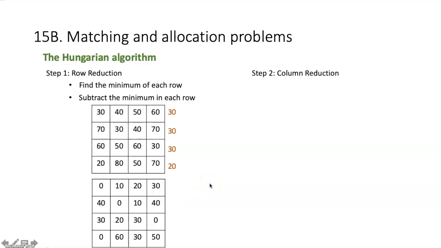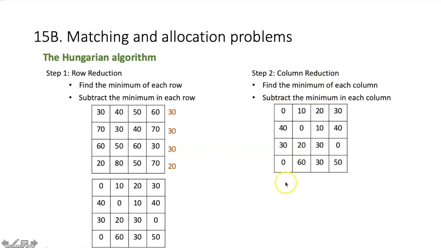Step 2, column reduction. We find the minimum of each column and then we subtract that minimum from that column. So column 1, 0 as minimum, column 2, 0, column 3, 10, column 4, 0. Except column 3, the rest of the columns have a minimum of 0, so we only need to change the values in column 3.